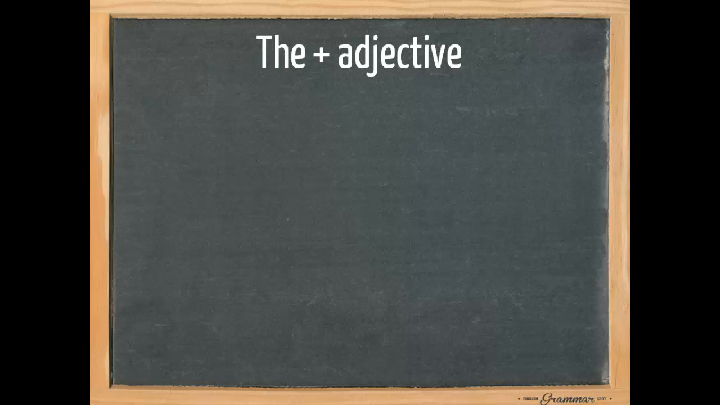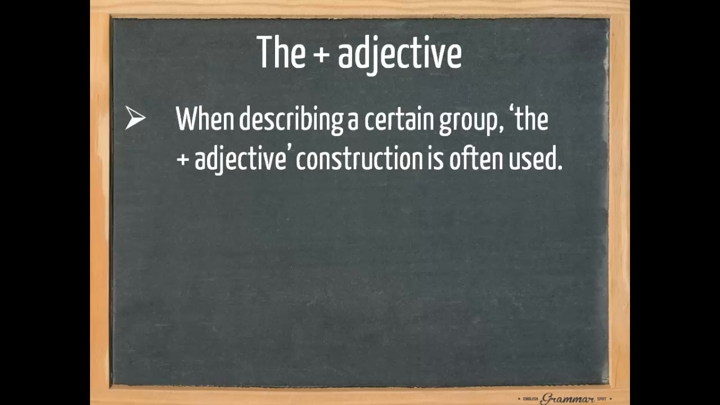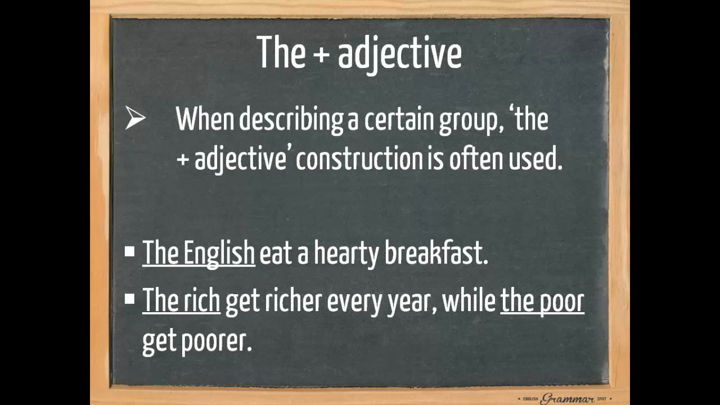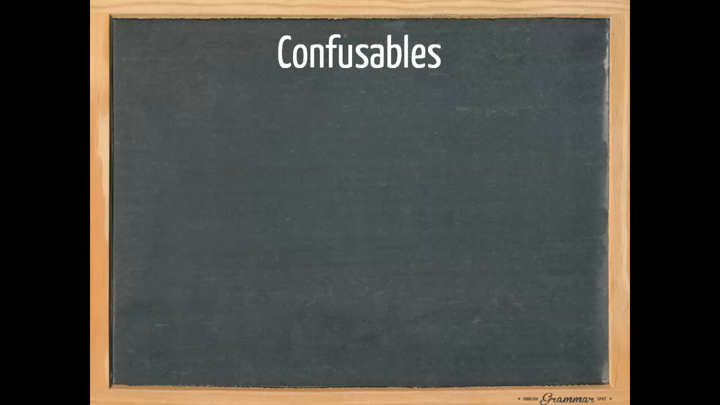Now let's take a look at the plus adjective structure. When describing a certain group, the plus adjective construction is used. For example, the English eat a hearty breakfast, or the rich get richer every year, while the poor get poorer. So we use this for an entire group. So this could also be the French, the Dutch, the Thai, the Chinese, the Brazilians, for example.